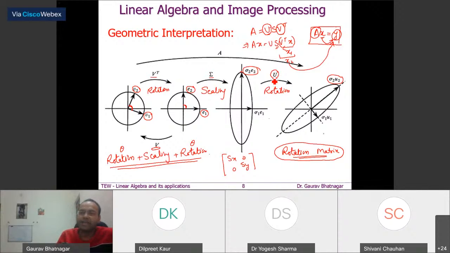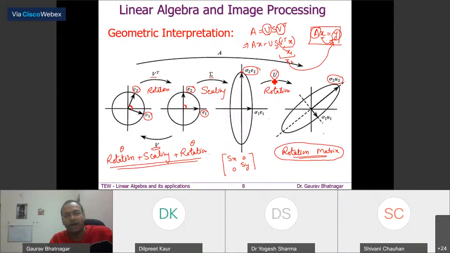So the rotation can be in any direction, and the scaling is also going to be with any magnitude. But again, the singular values are responsible for the scaling, and singular vectors are responsible for the rotation. So this is a very simple geometrical interpretation of singular value decomposition. So let me take 5 minutes now.